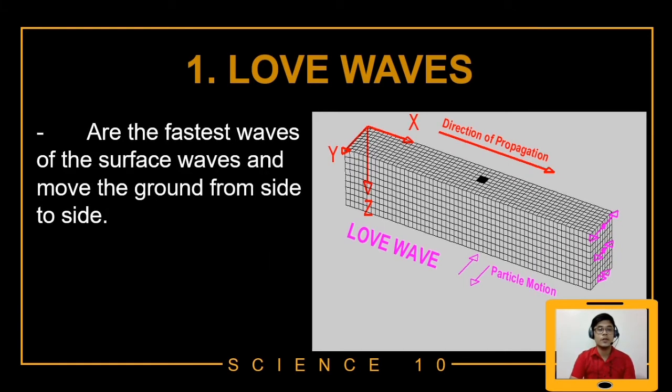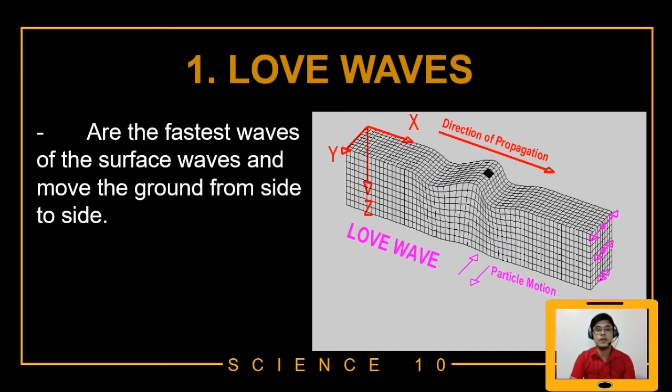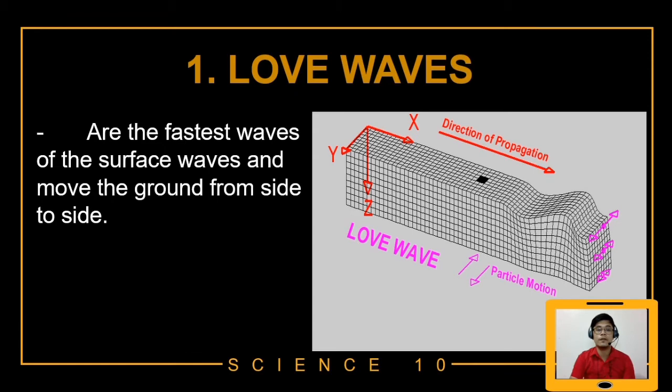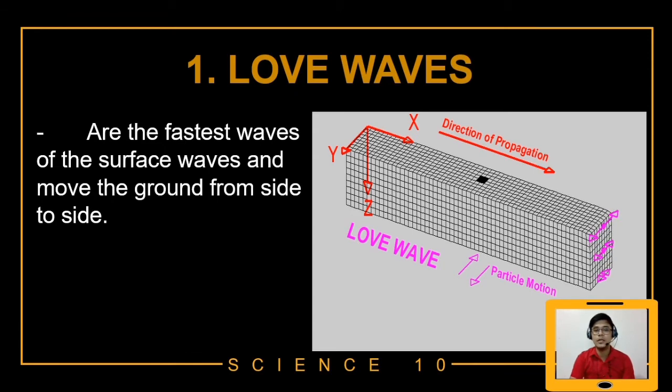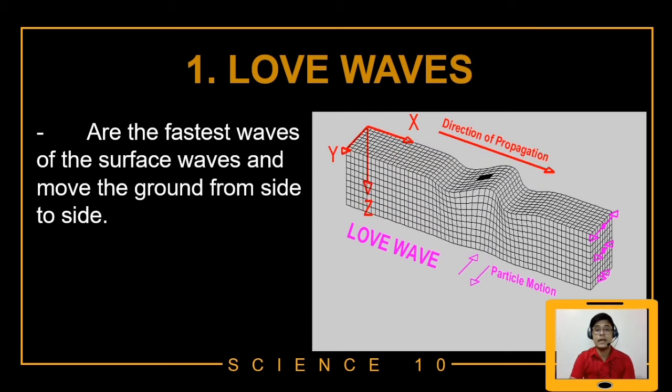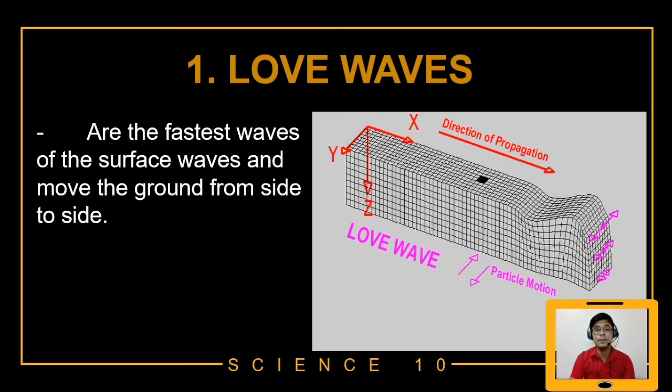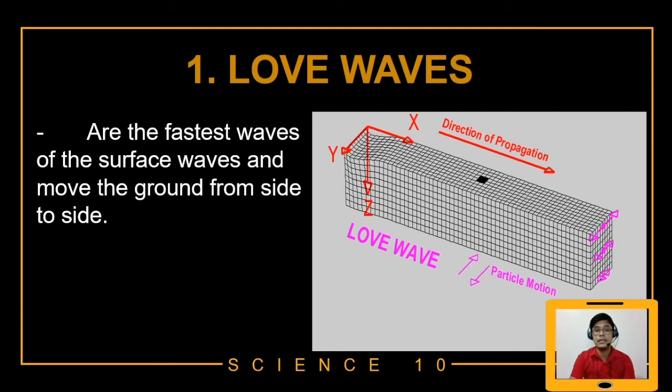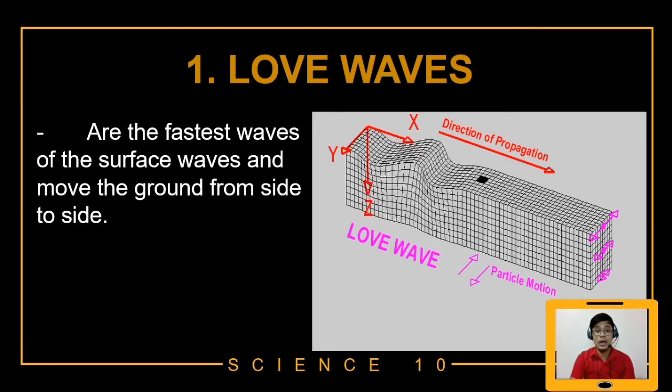And also, these love waves are the fastest waves of the surface waves and move the ground from side to side. So you can also see in the propagation direction of these love waves that it really moves the ground from side to side. And take note of this. One fact about these love waves is that this is the most destructive wave.